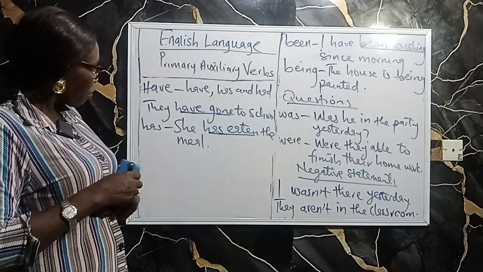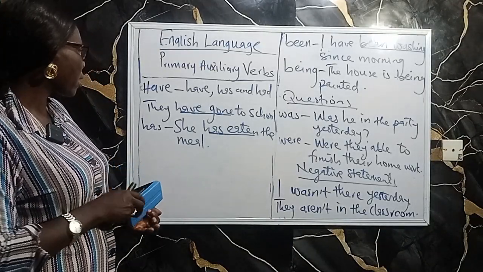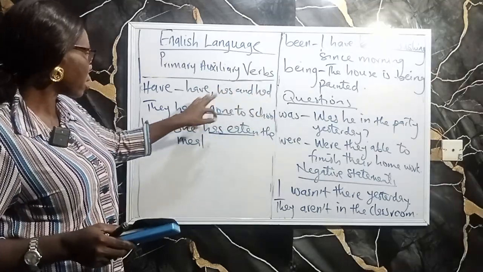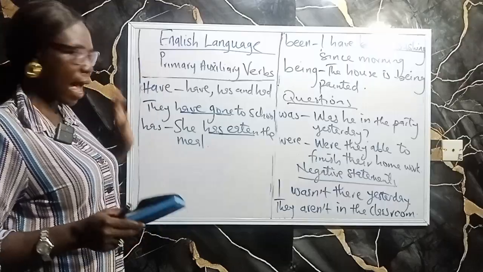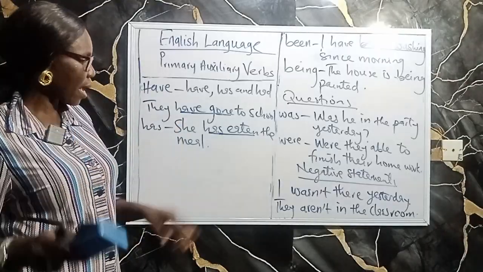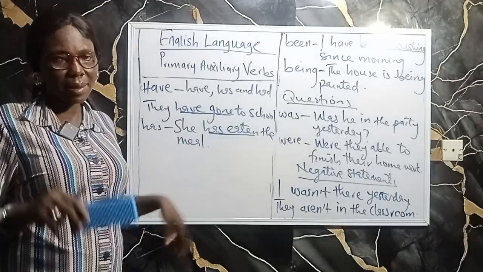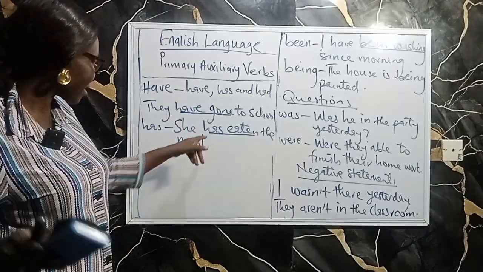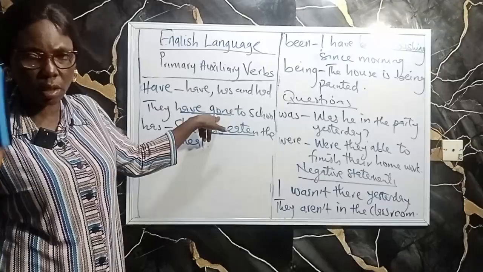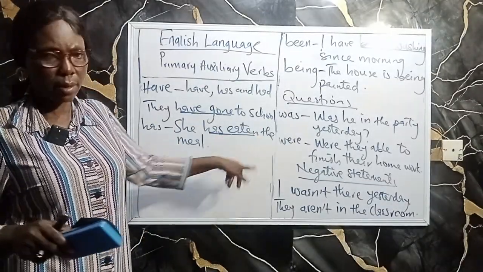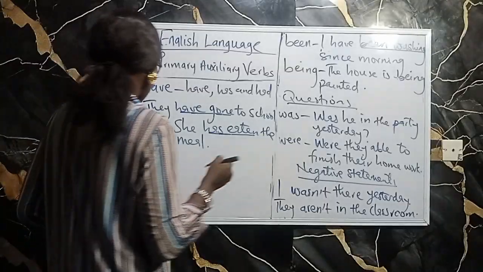So before we continue, I want you to know that anytime we use these three primary auxiliary verbs, have, has, and had, they must be followed by past participles. That is what you are seeing here. The past participle of go is gone. The past participle of eat is eaten. Okay, let's use the last one, had.